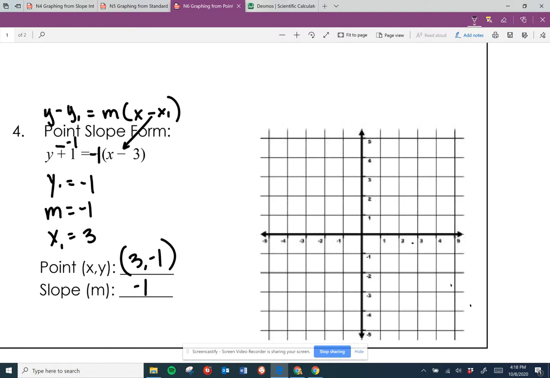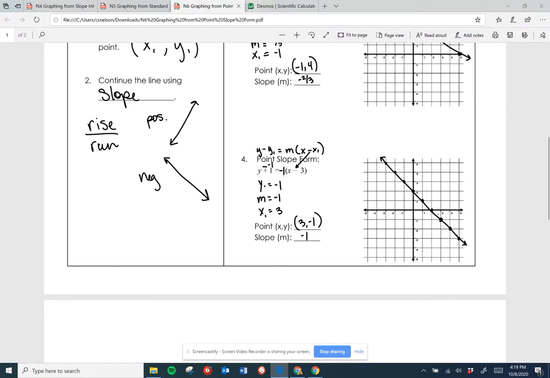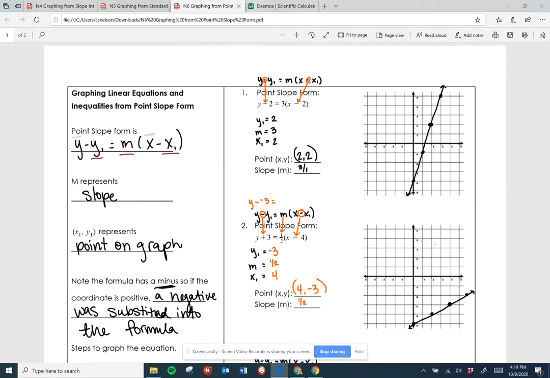So I'll go ahead and put that on my graph, 3, negative 1. And then I'll continue my slope of negative 1, so down 1 to the right throughout the graph. And I think that's going to be it for graphing in point-slope form.